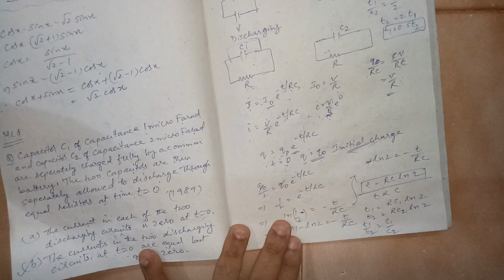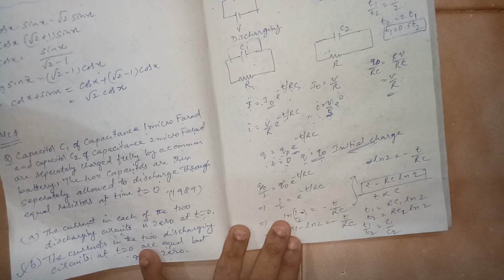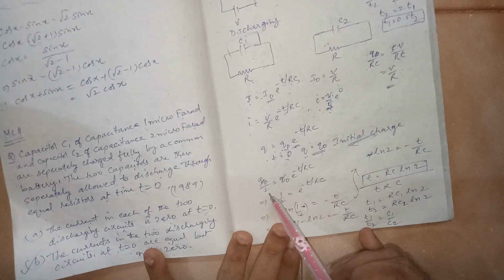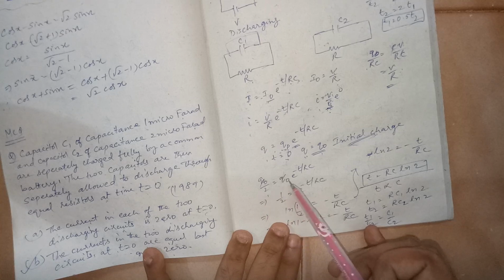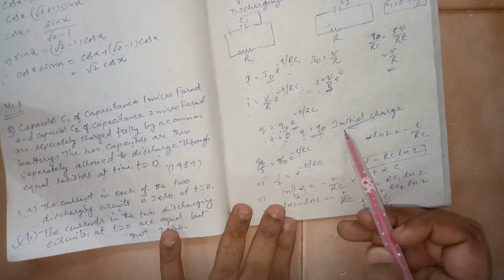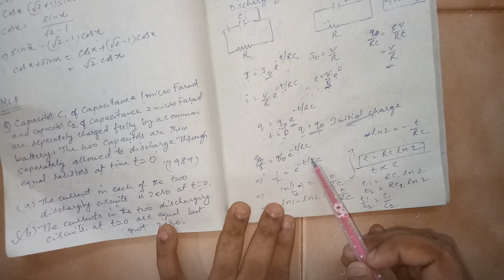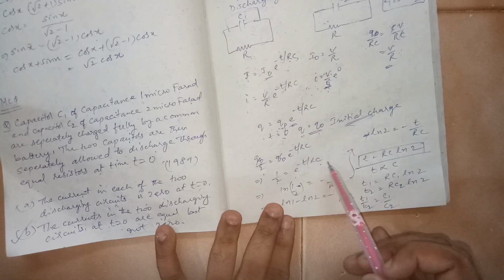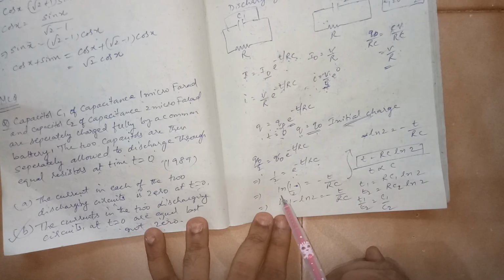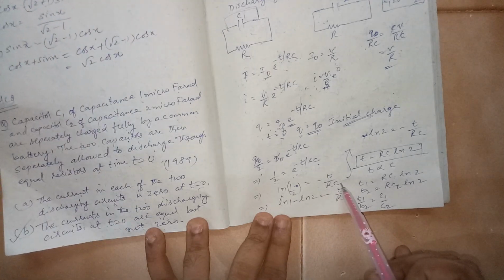Now let us see in how much time it becomes half. When the charge on a particular plate was Q0, it became Q0 by 2. So put it in this equation: Q0 gets cancelled, and half is equal to e power minus t by RC. Apply logarithm on both sides, with base e: ln 1 by 2 is equal to minus t by RC.